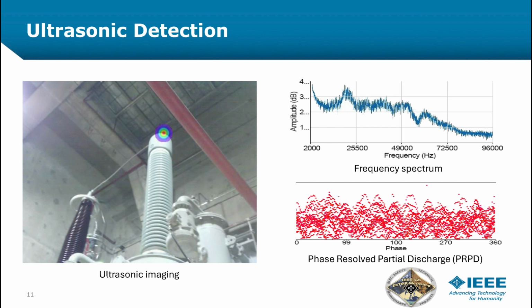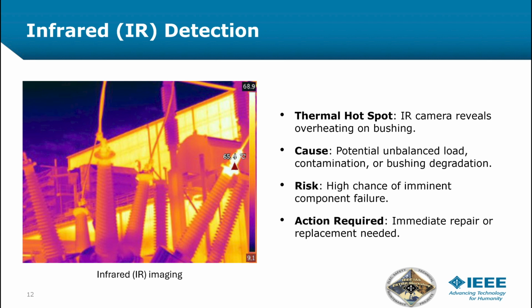On the left-hand side here, you can see this is the same bushing, and it's got a little color spot on there, and it tells us exactly where the contamination or the issue is. On the right-hand side, you can see a frequency spectrum picture, and it tells us whether it's leaking across the surface or if it's capacitive discharge. The PRPD on the bottom tells us exactly what is happening inside this discharge. Infrared, IR is great because it tells us when a part is heating up.